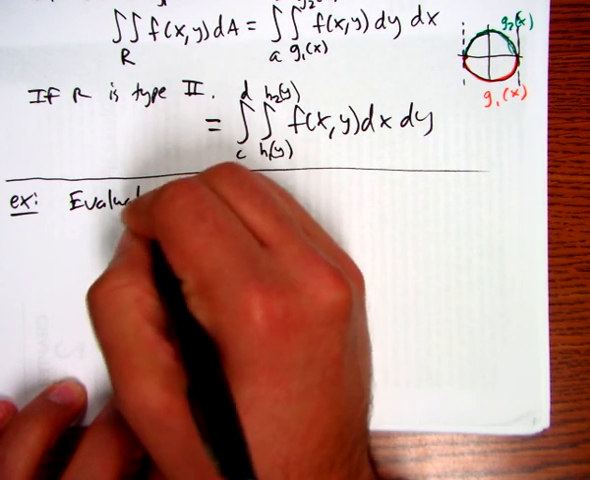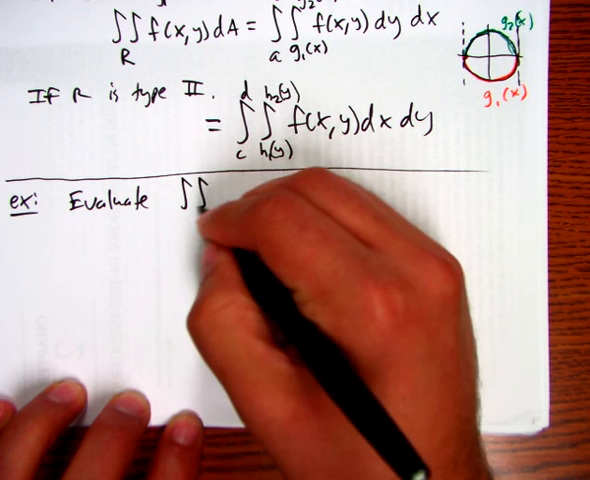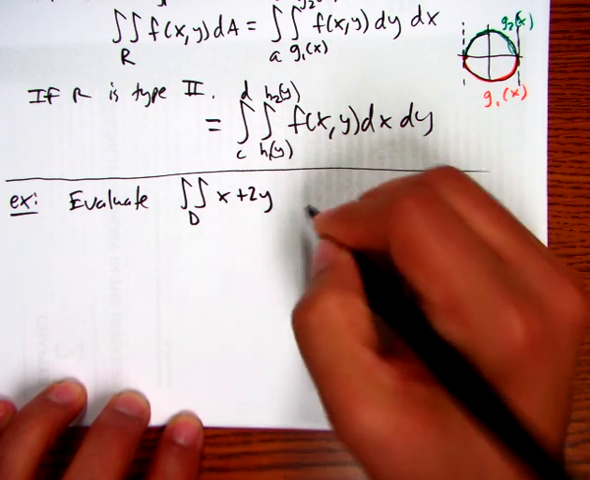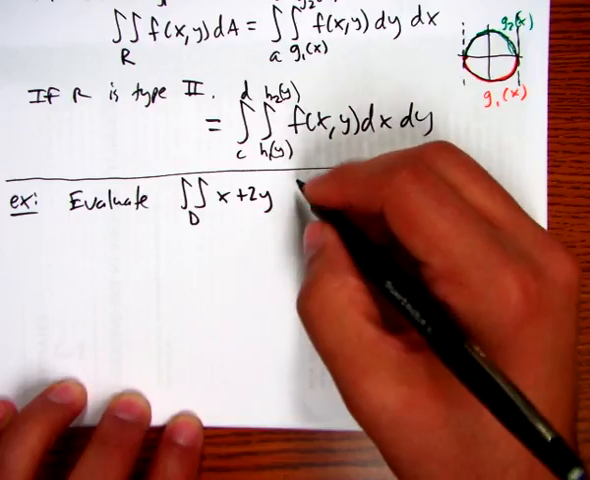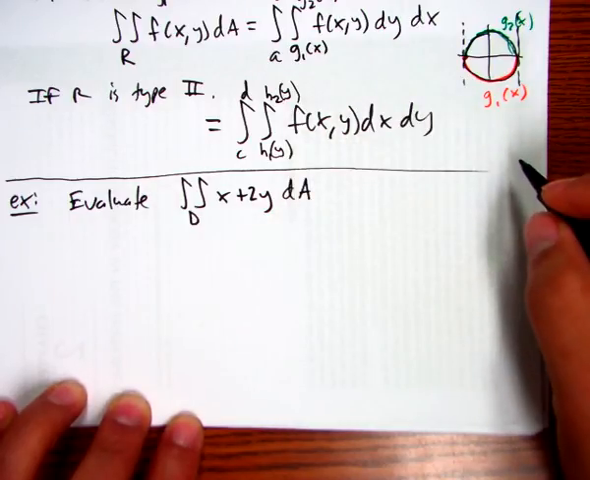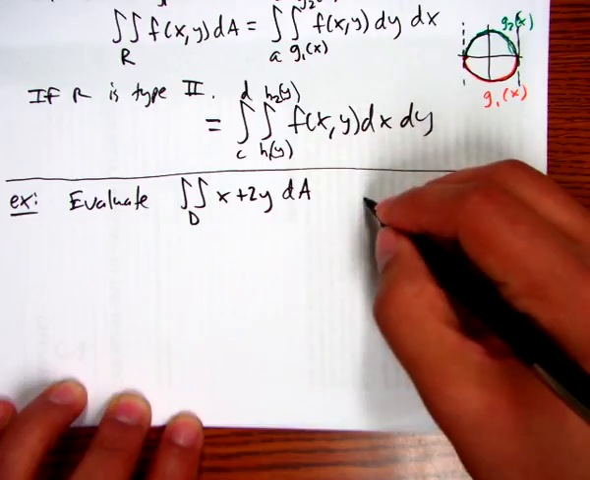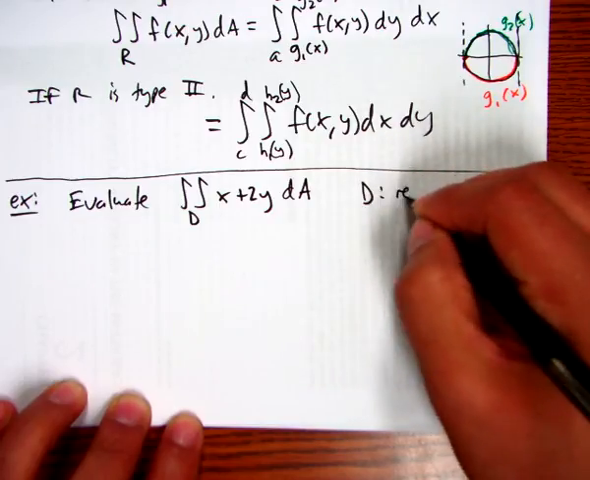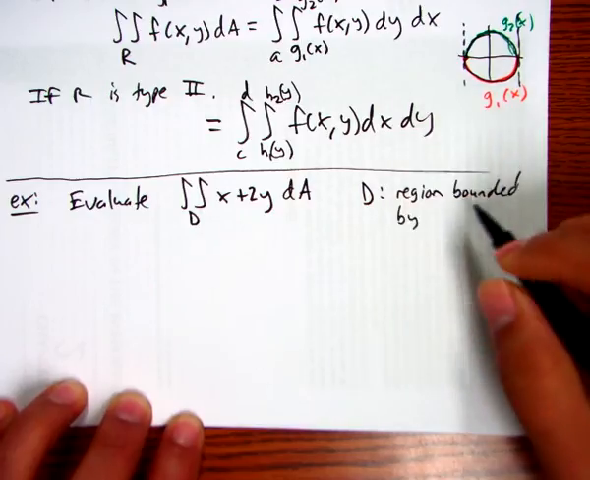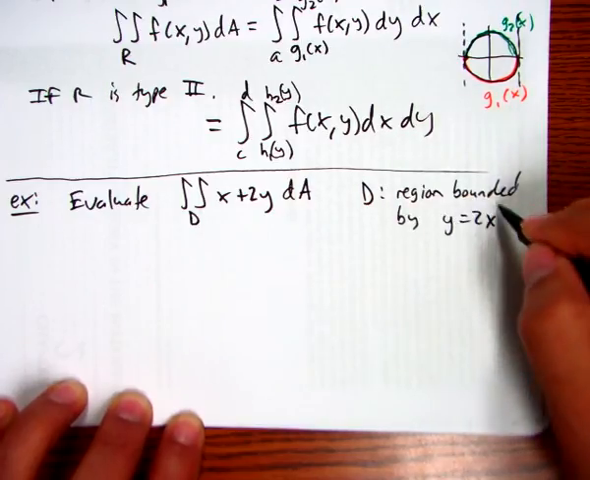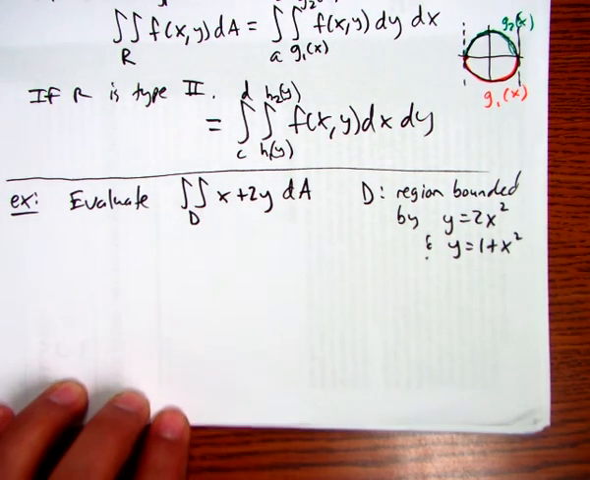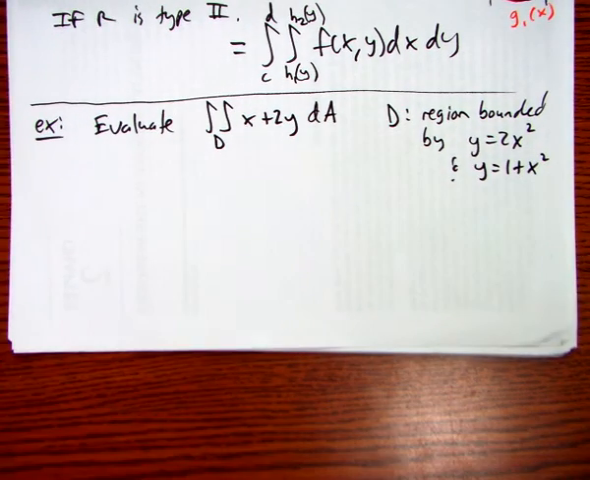So let's go. Try this one. Evaluate the double integral over a region D of the surface x plus 2y equal to z, dA, and D is the region bounded by, let's say, y equals 2x squared and y equals 1 plus x squared. Okay.